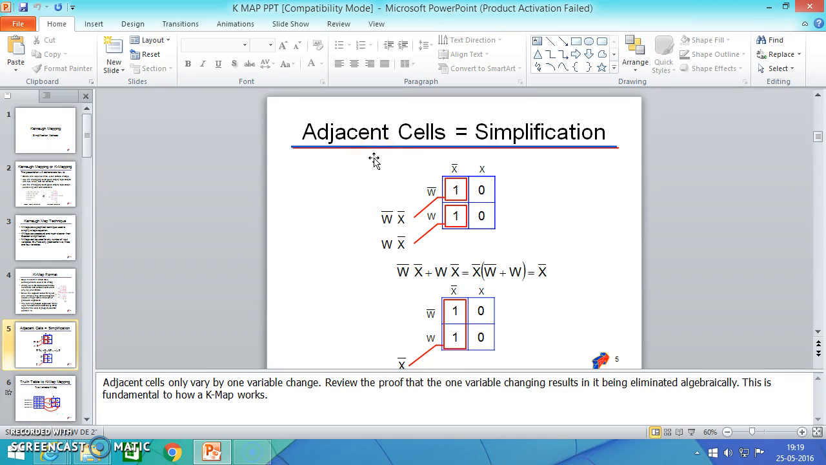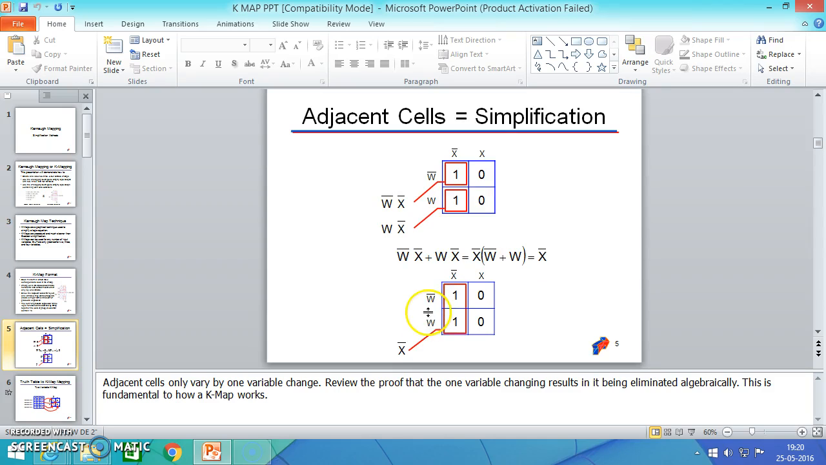In fact, we consider adjacent cells for simplification to reduce the variables. It is clear from this picture, in this Karnaugh map, two variables x and w, 1 and 1 are there. Then if we write the expression for these two, we get w x bar and w bar x bar for this. So we get this function. Now you can see if you take x bar common, w will be reduced and only x bar remains. This concept is used to reduce the Karnaugh map. It is shown here. For this, x bar is common, so w and w bar are adjacent, and the opposite variables are reduced.